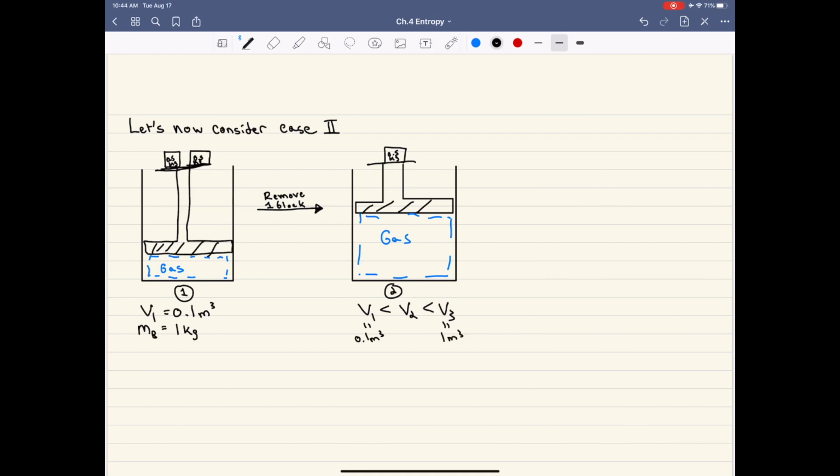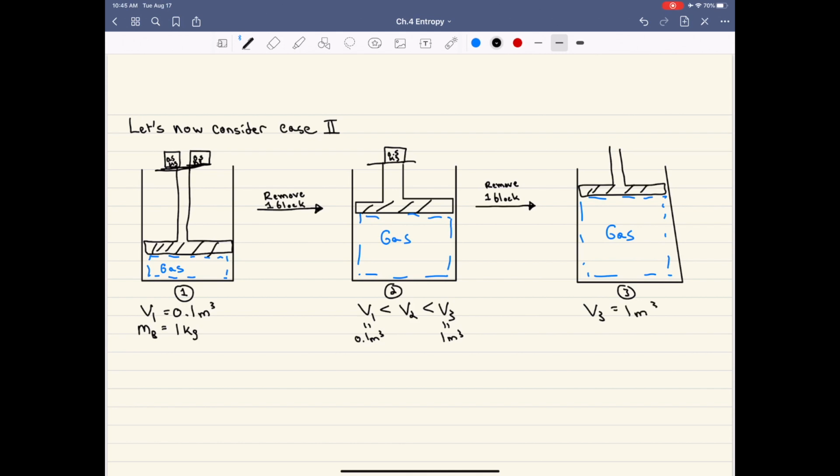And then, after we let the system get to that second volume, we're then going to remove the other block. Okay? And by doing that, it allows the gas to expand all the way to volume 3, which is 1 meter cubed.